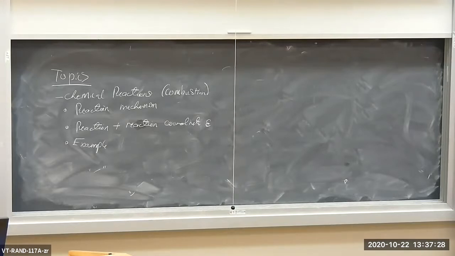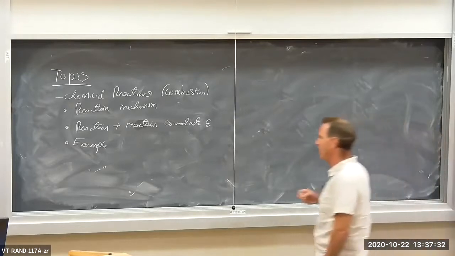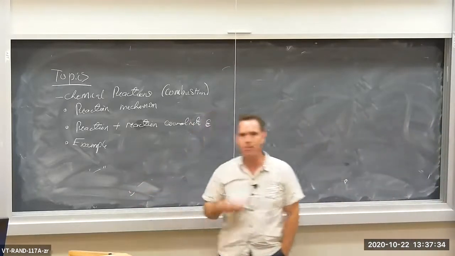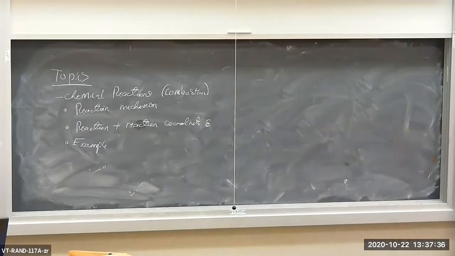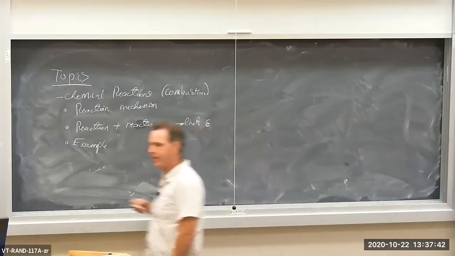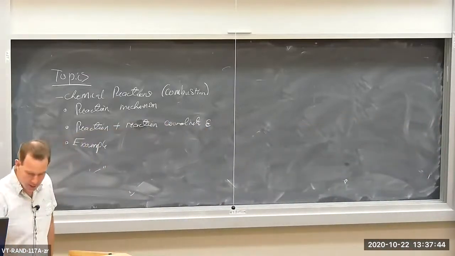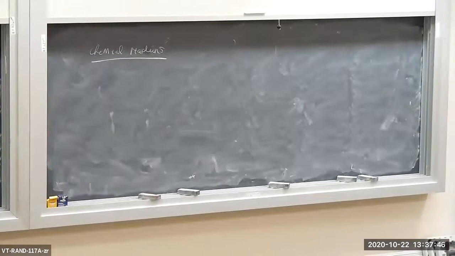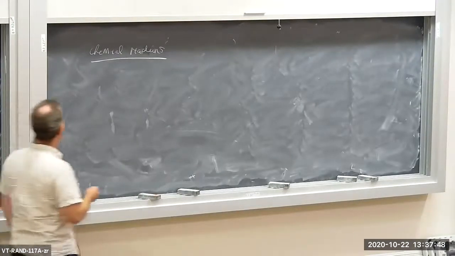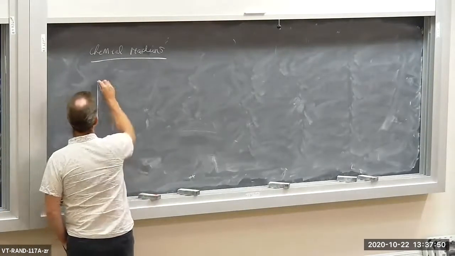So as I said, we'll talk about the reaction mechanism, the reaction and the reaction coordinate, and we'll do an example to show how all these concepts are tied together. So let's get started here. Let's talk about what we mean by chemical reactions, sometimes called combustion. So let's say we have a closed system. Let's look at some examples here.